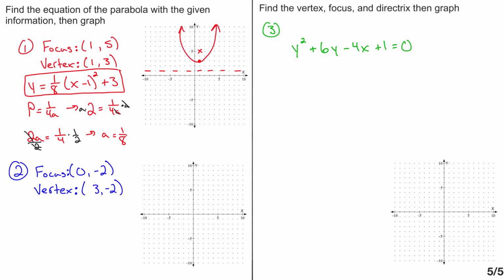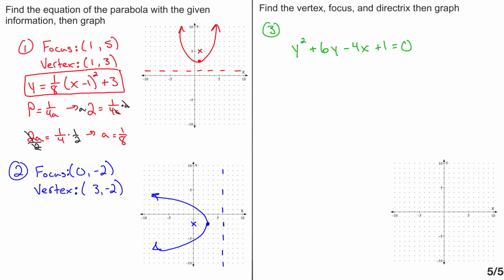In problem number 2, same thing. Our focus is at (0, -2). That means we're just going to go down 2 and mark it for our focus. Our vertex is (3, -2), so we're going to go right 1, 2, 3, and then down 2. There's our vertex. Well, if the focus is 3 units to the left of my vertex, then the directrix will be 1, 2, 3 units to the right. Notice that this is going to be a vertical dotted line. The problem is going to look something like this.